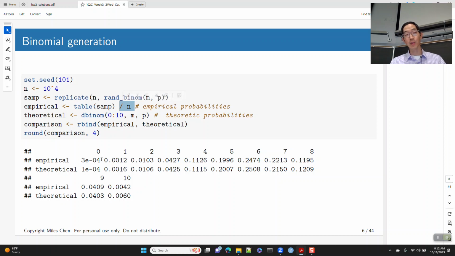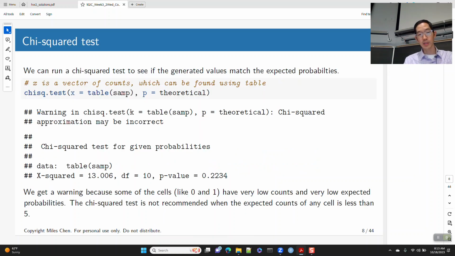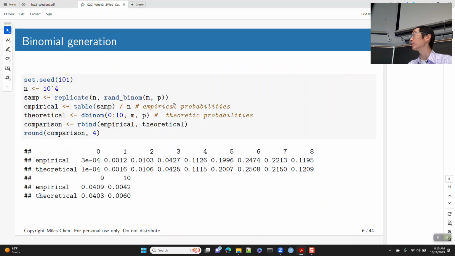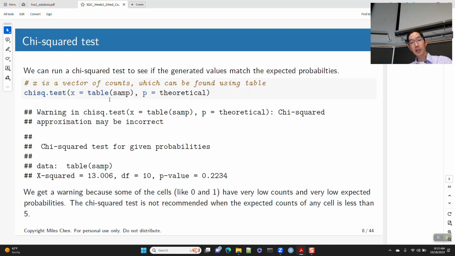So we're gonna take 3, 12, 103, 427. So I'm gonna take the vector of counts as my x, whoops, over here, x, why does this keep doing that? The vector of counts for x, and then p will be the vector of probabilities. This p equals theoretical. The theoretical was calculated using dbinom over here. So I'm going to compare the counts versus the theoretic probabilities, and I get a p-value of 0.2234.